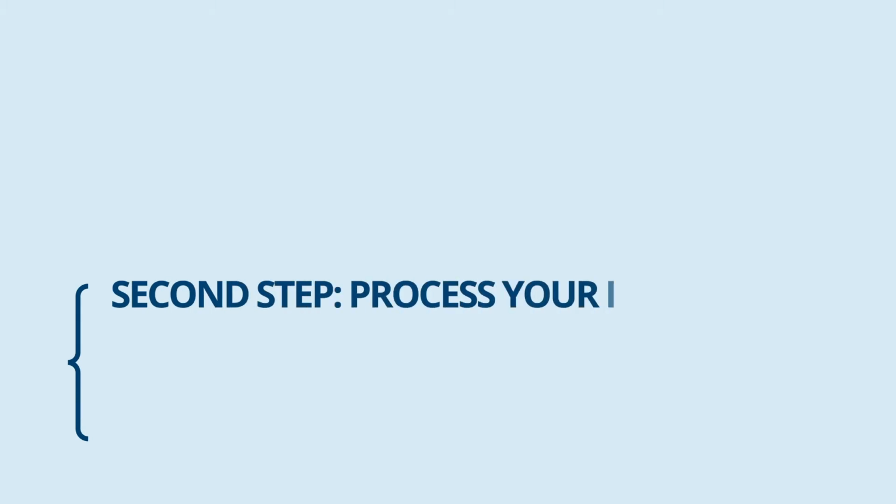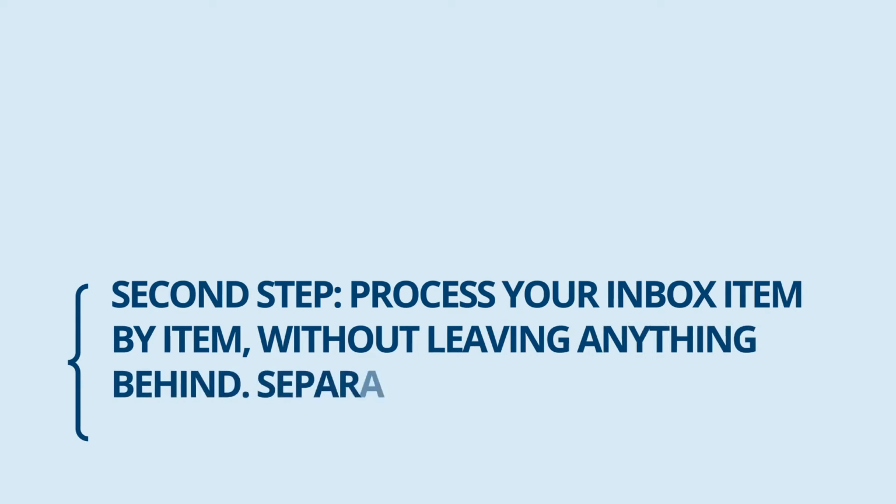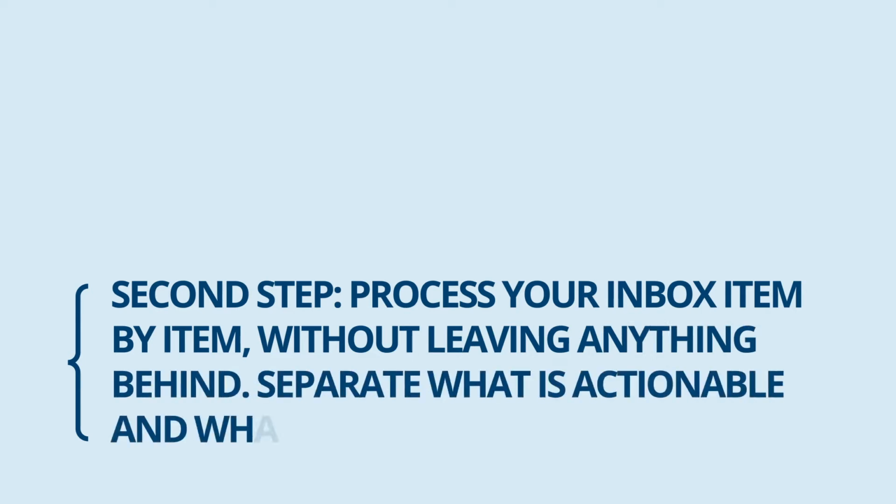The second step will be to process the meaning of each item that you have collected to define what needs to be done with that. That is the second step. Process your inbox, item by item, without leaving anything behind. Separate what is actionable and what is not.